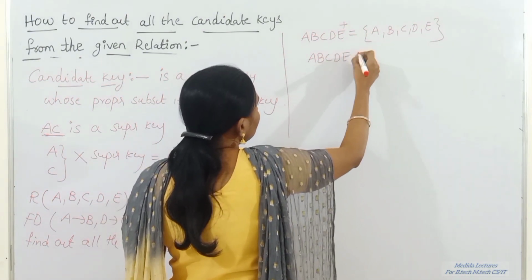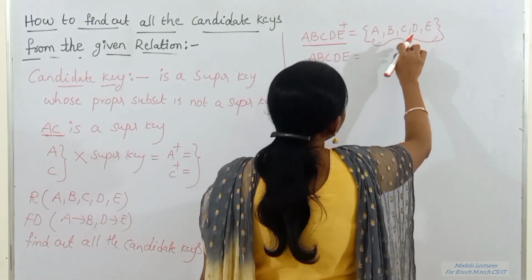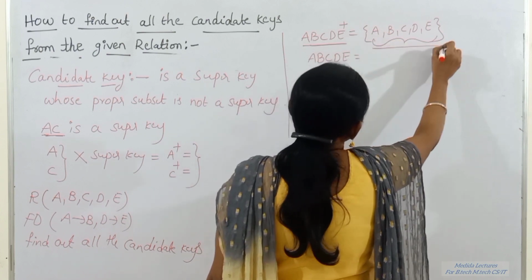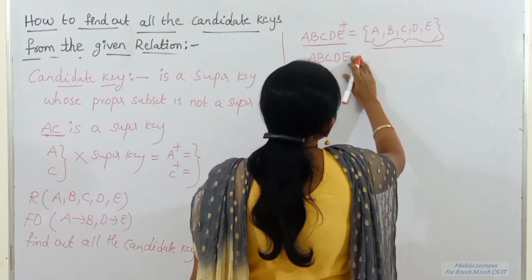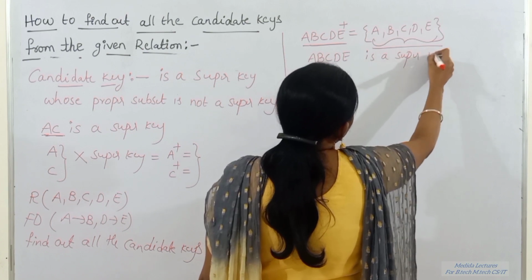What is a super key? Whose closure contains all the attributes of the given relation, then it is a super key. Here ABCDE closure consists of all the attributes. So, ABCDE is a super key.